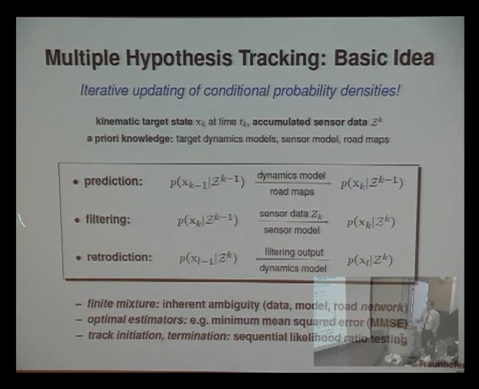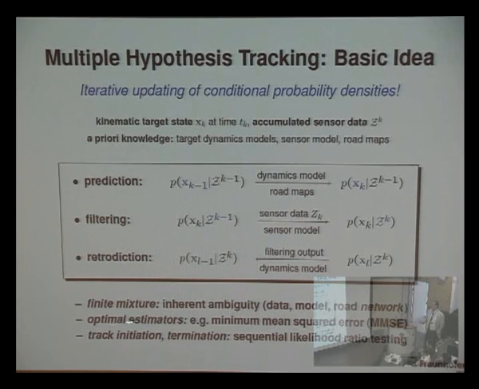Then we have the filtering step. In the filtering step, we exploit the sensor data and context information about how the sensor works, information about the measurement error, information about the detection probability, and so on. And we have the retrodiction. The retrodiction improves our knowledge of the past.